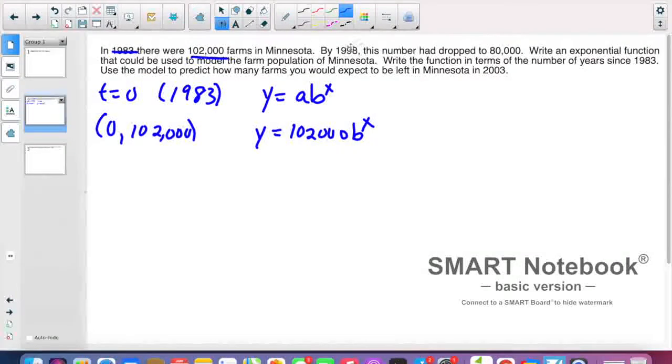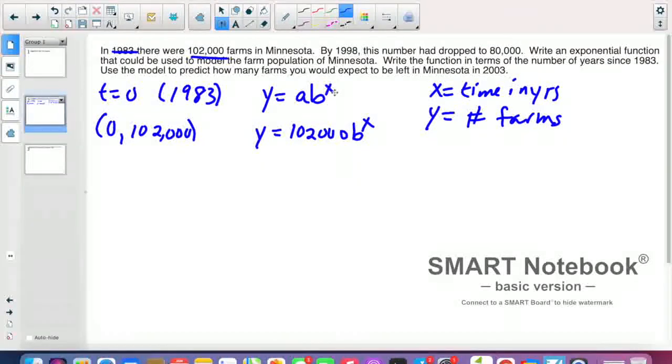Then they go on to say, by 1998, the number had dropped to 80,000. So if I just let t, or x in this case, represent the amount of time that has passed in years, and I let y equal the number of farms. Well, if you think about that in terms of y equals a b to the x, when time is 0, if I put a 0 right here, wouldn't this whole thing cancel to 1 and then give us y equals 102,000? That's why this is the initial population. That's why we can go ahead and put a in as 102,000.